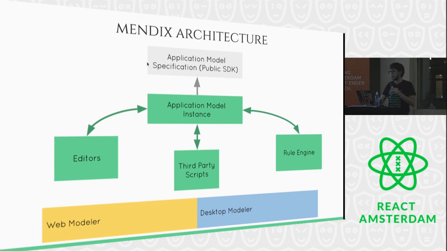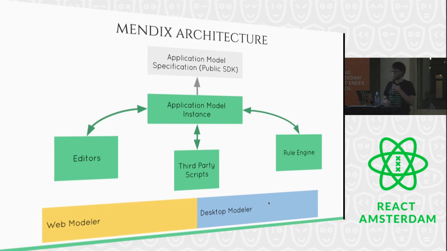So we have a large collection of classes, roughly 500, describing all the different concepts that exist in an application, like input boxes, events, microflows, web service integrations. For that we have a public SDK describing all the things that exist. And then on the bottom, we have two IDEs we are building.